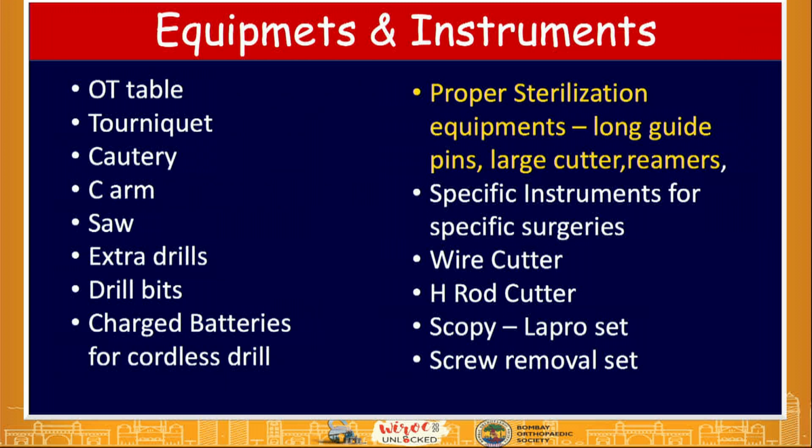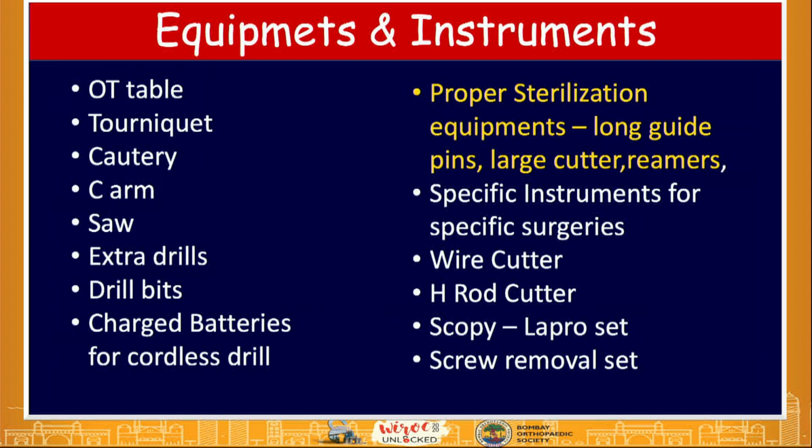Now, what are the equipment and instruments which you would like to keep as a checklist? OT table, whether the particular OT table which you want, like a fracture table or a normal table, a radiolucent table, then tourniquet, cautery, C-arm, extra saw, extra drills, drill bits of different sizes, charged batteries for the cordless drill, proper sterilization equipment for the long guide pins, large cutters, reamers, specific instruments for the specific surgeries, wire cutters.